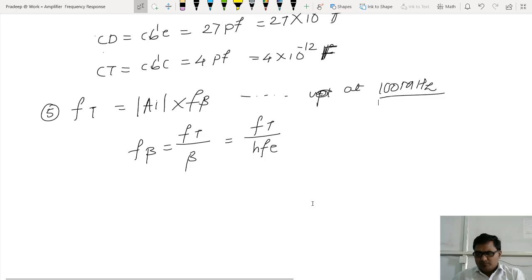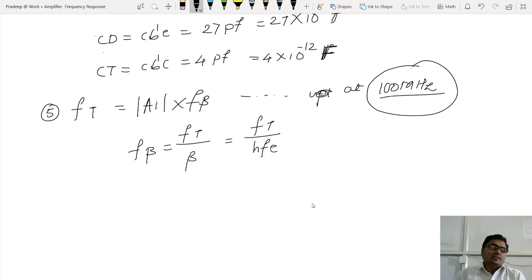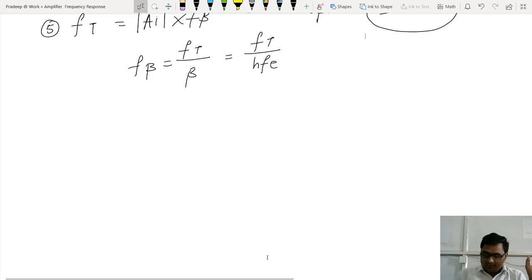So we don't need to worry about this 100 megahertz because we are in a small signal amplifier. The frequency that we design for is up to 20 kilohertz. Generally we design audio power amplifiers all the time, so we never went to 100 mega or such things.